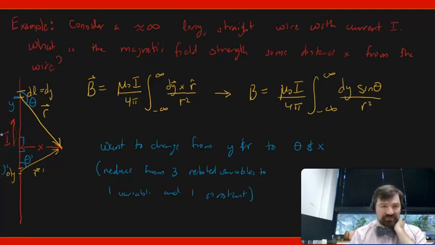Well, I can see that for my r values, if I have y squared plus x squared, I get r squared. And if I look at x and y, I can see that in some sense, using, for example, this interior angle, tangent of theta, I have my opposite, that's x, divided by my adjacent, that's y.